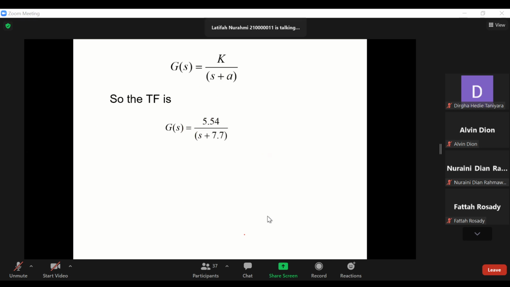Okay, and the question is, what is the final transfer function? Because we want to find what will be the pole and what will be the zero. In this case, our zero is our K. So from the test, from the experiment, they found out that K is equal to this, and a is equal to 7.6.